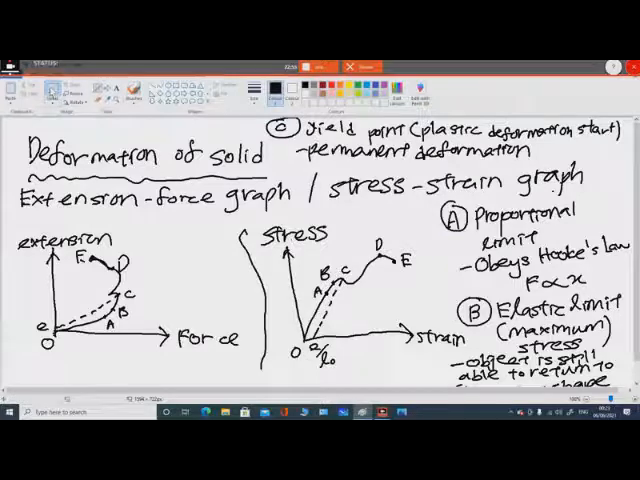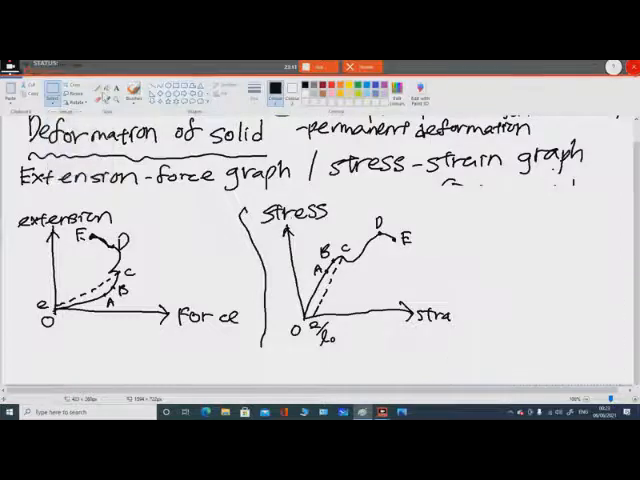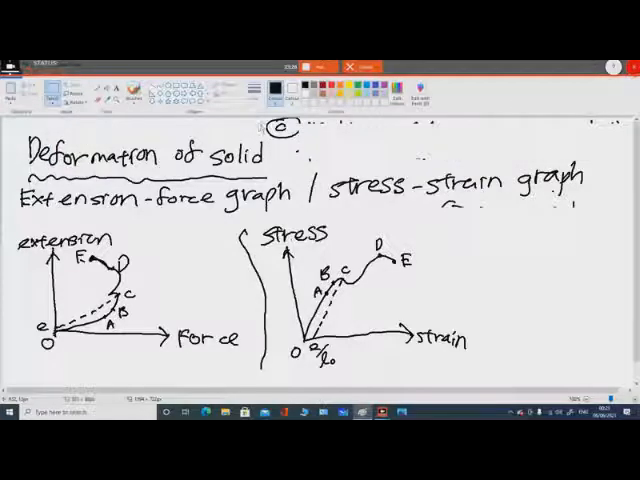Okay, let me erase this one. So this one, let me erase it. Okay, so this one as well. Okay, so this should be straight. Let me erase point C so that I have a larger space.